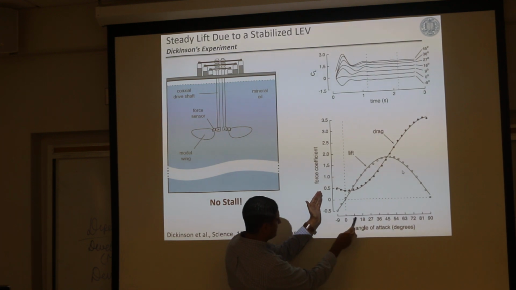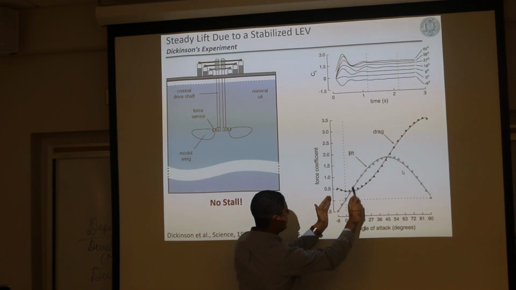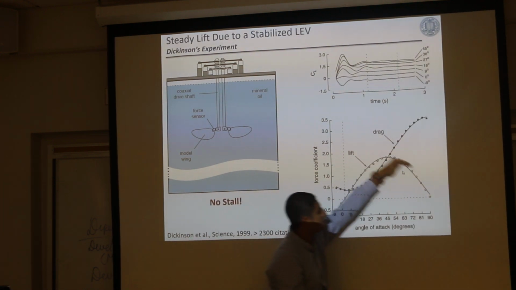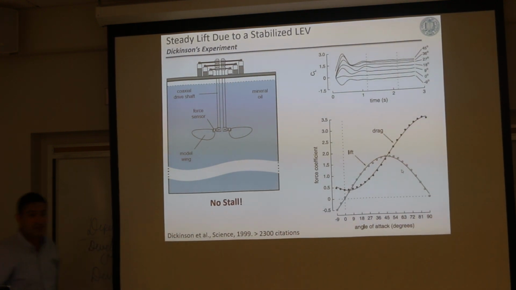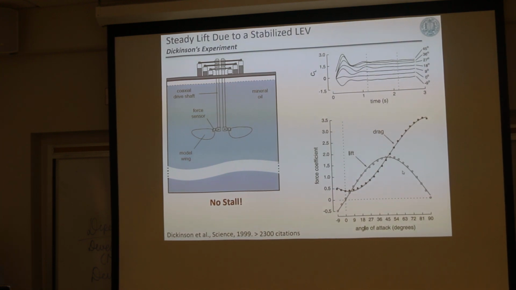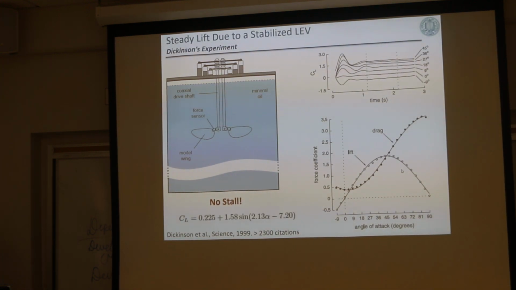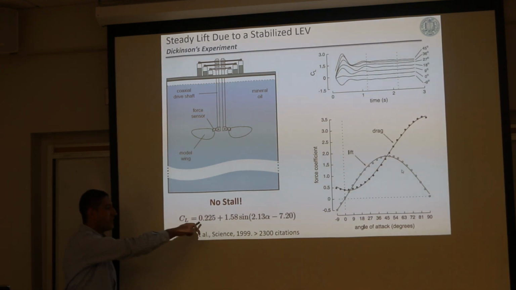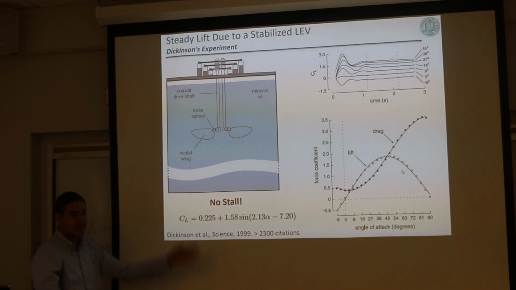To is around somewhere here 15 degrees or so, we start to go down. Look at this. It's very smooth. You don't stall. And if you have a nice shape like this, you can just fit it. So you fit it with this formula that people use all the time because it's very simple and it captures the steady effects of a stabilized leading edge vortex.